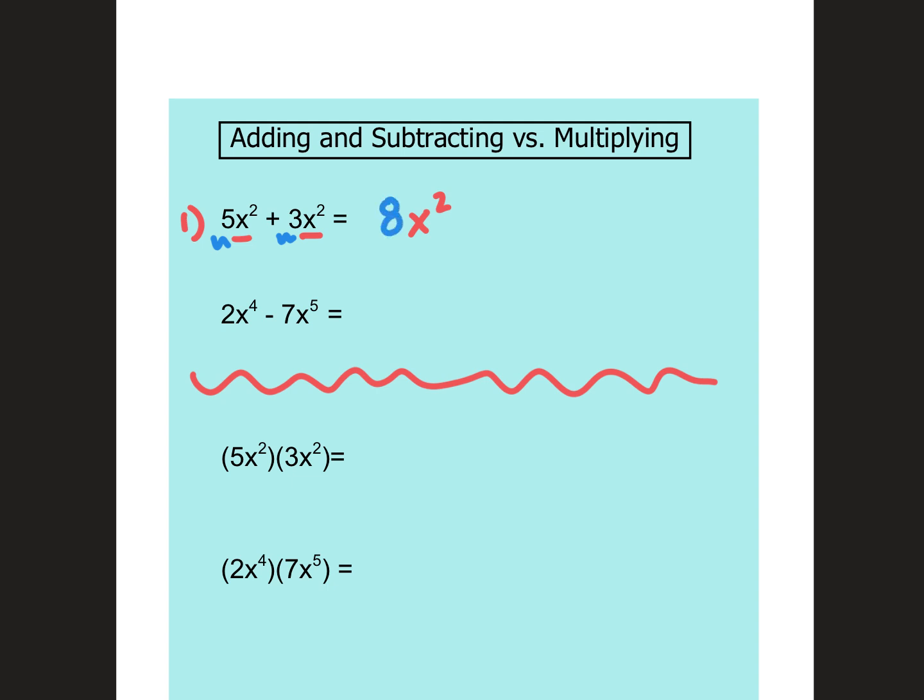If our variables don't match, we don't have like terms and we can't combine them. So in example number 2, we have x to the 4th and x to the 5th. We can't put those together. They would just stay side by side. 2x to the 4th minus 7x to the 5th power. So we need like terms. We need the same variable.